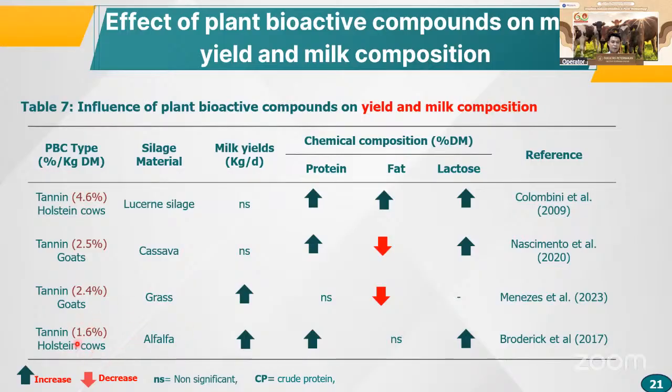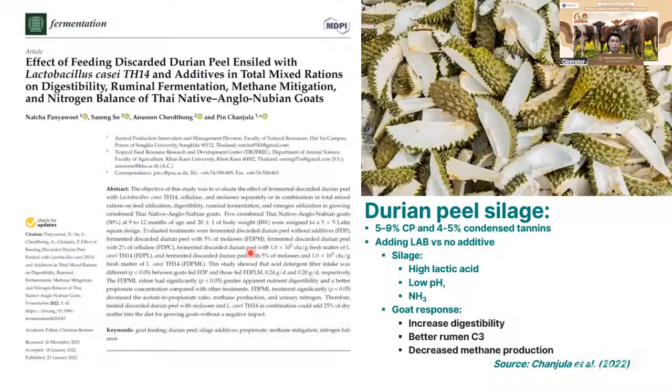Furthermore, in Holstein Friesian fed alfalfa fermented, or silage made with tannin at 1.6%, the results demonstrate that milk yield and milk composition, protein, and lactose increased when compared with normal silage without tannin supplementation. So these results demonstrate that silage fermented with plant compounds may have a positive effect on milk yield and milk composition.